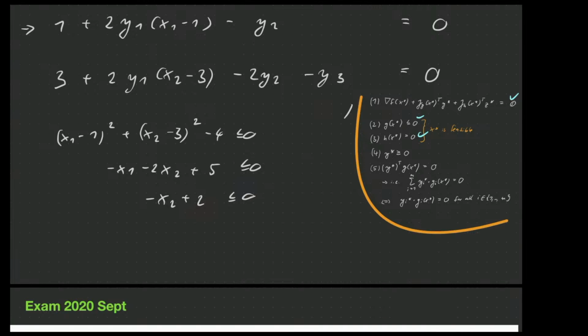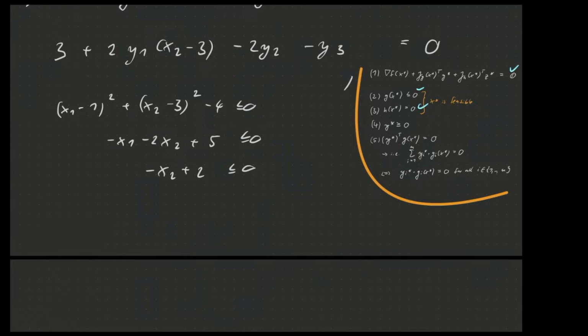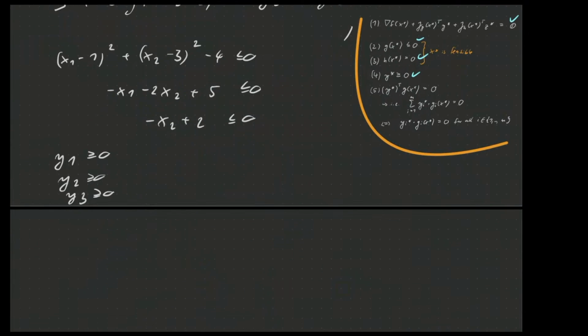Then we need the multipliers to be non-negative, this condition here. So, well, y1 is greater or equal to 0, y2 is greater or equal to 0, and y3 is greater or equal to 0. And then we need this complementarity slackness constraint here. So 1 constraint per multiplier, or per constraint. That means we get 3 equalities once again.